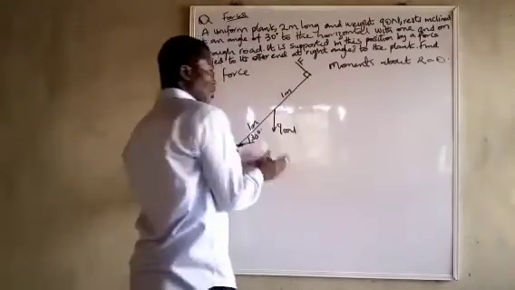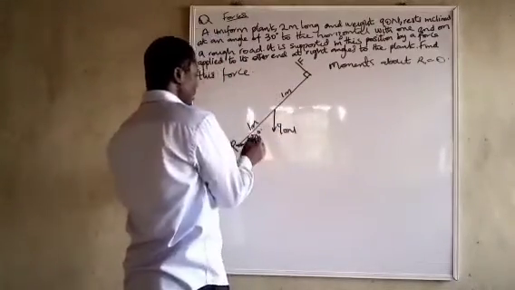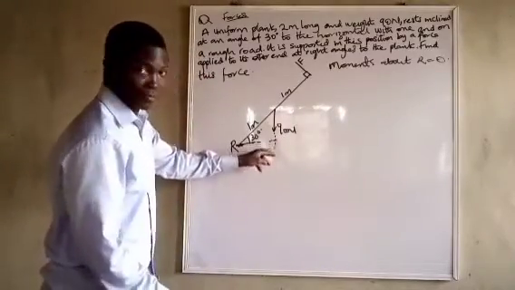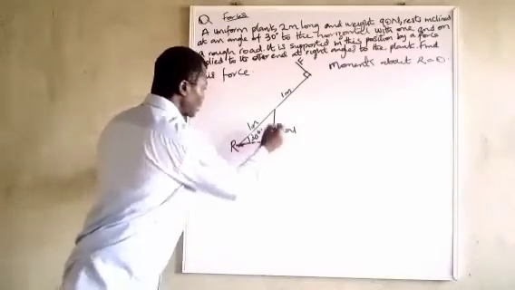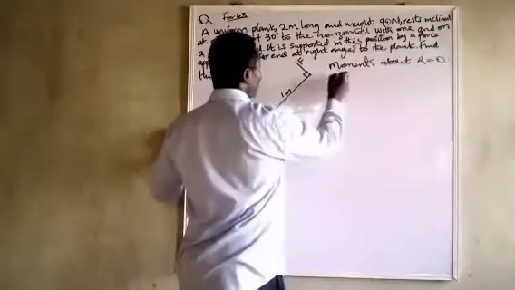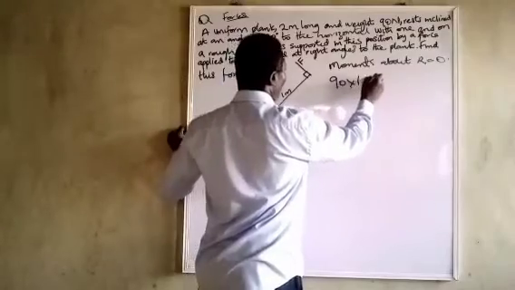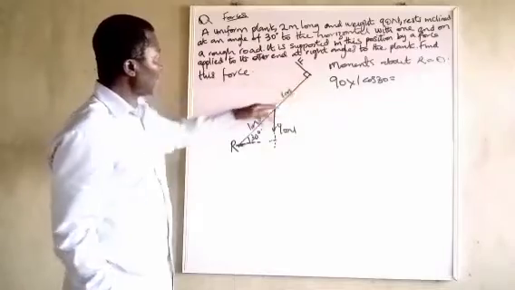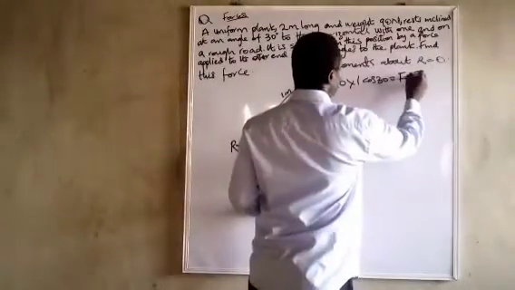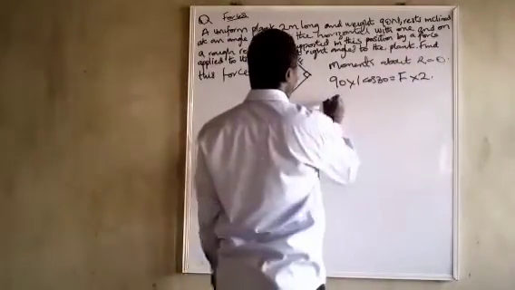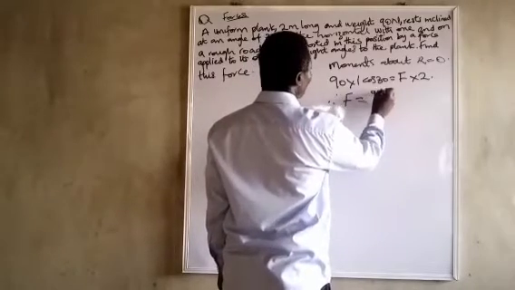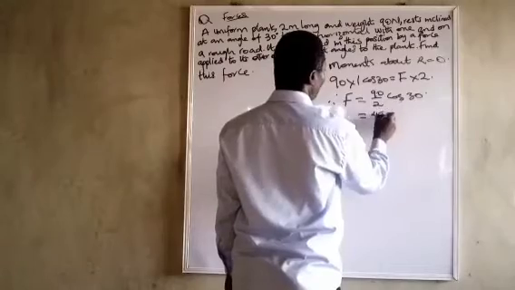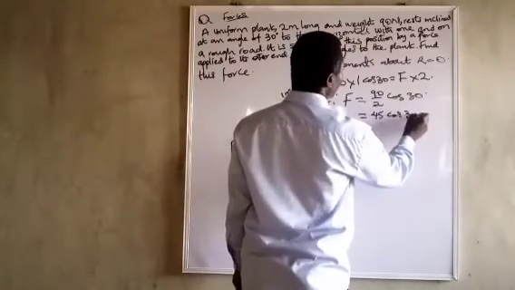Therefore, our clockwise moment is 90 times 1 cos 30, because it is this force times this distance times this, the perpendicular distance of this one from this place. So 90 times 1 cos 30 is equal to, you can see it is perpendicular straight on this plank, F times 2. Therefore, F is equal to 90 over 2 cos 30, which is 45 cos 30 degrees.